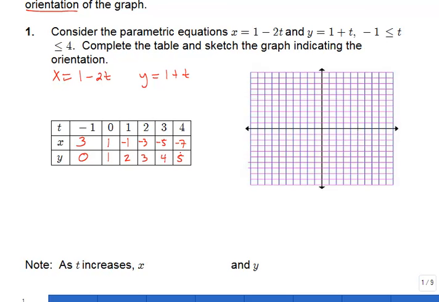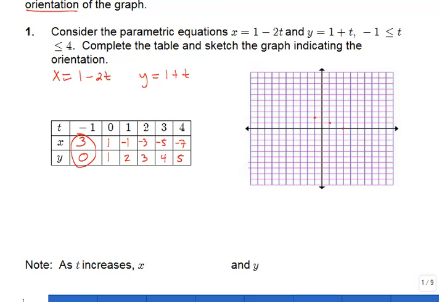Now, when you're graphing parametric equations, you want to be considering the orientation of the graph, which means the direction that the graph would go as your t values increase. So when t is -1, the starting point would be this 3, 0, right here on the x-axis. Then, if t is 0, my next point is 1, 1, right here. If t is 1, then our point is -1, 2, so that would be up here.